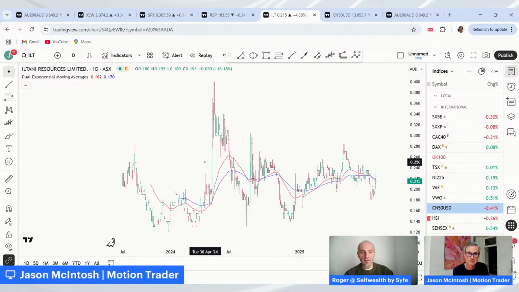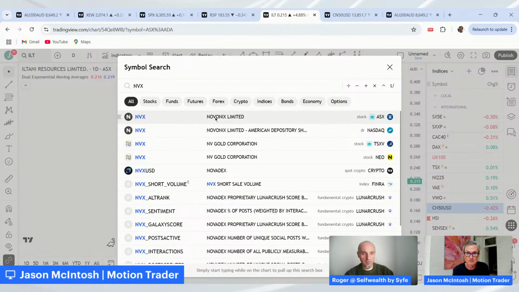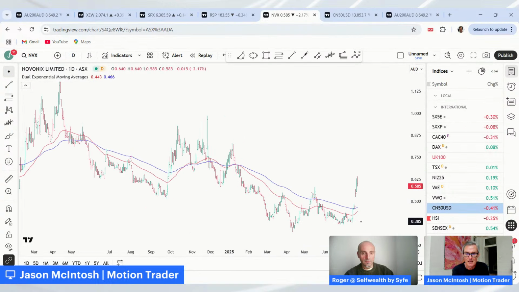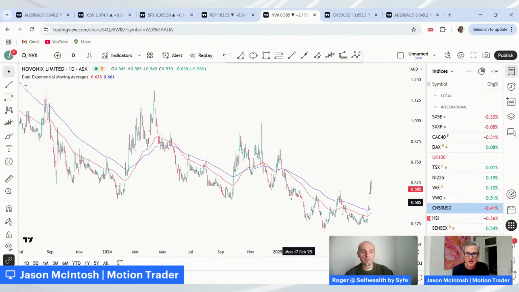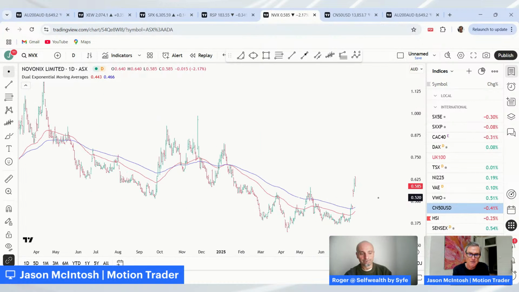All right, NVX, please. Yeah, it's been down and out for quite a while, but now we've had this rapid reversal from below the averages to above. I'd leave it for a little bit if I was looking at this.